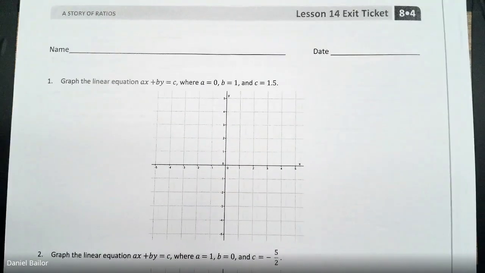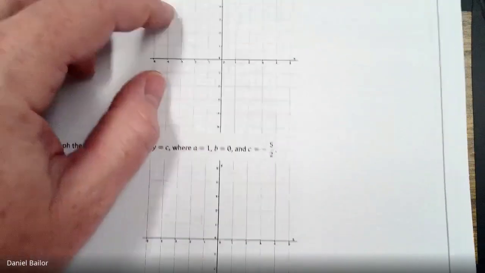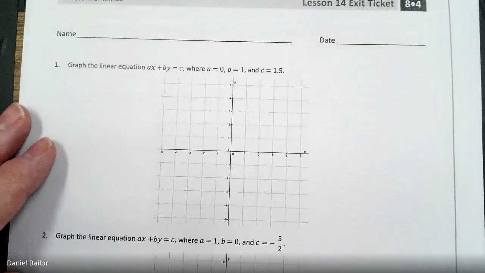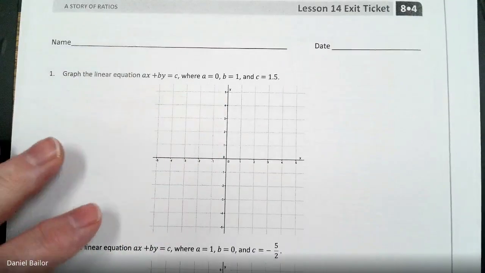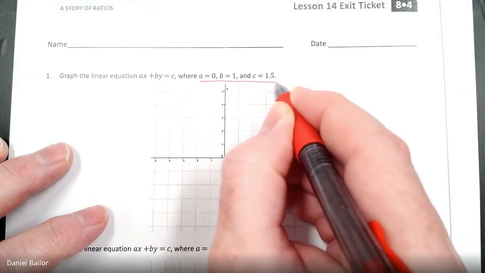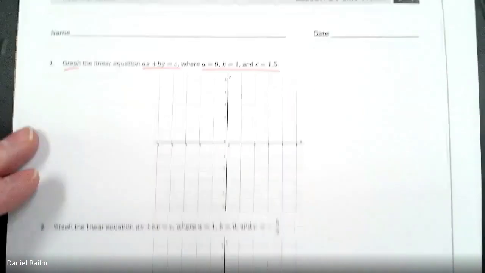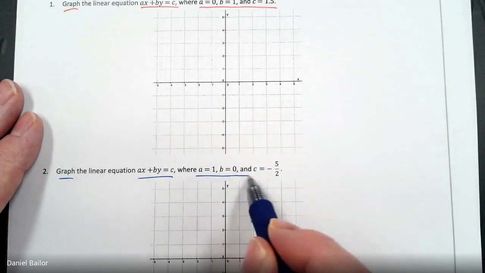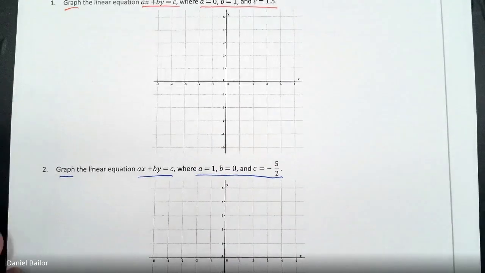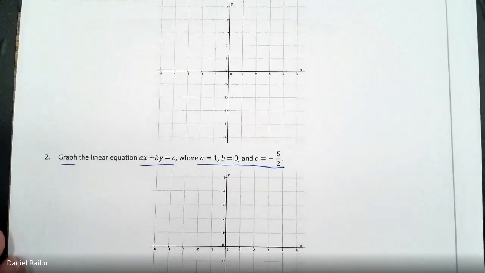And on the exit ticket, they're nice enough for you for number 1 and number 2 to give you the coordinate grids, and they label it for you. You just have to graph a linear equation where you use these numbers in the standard form. And for number 2, you graph in the standard form using those values. So substitute and make a graph for number 1 and number 2.